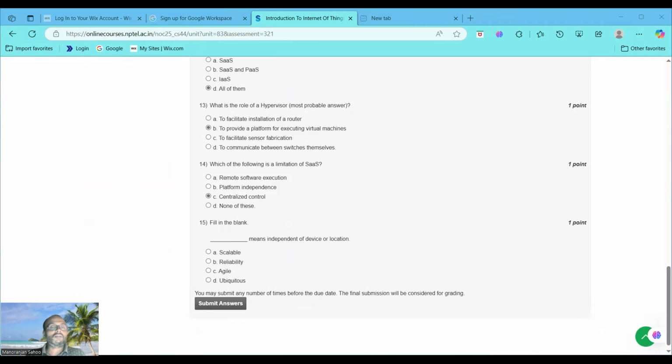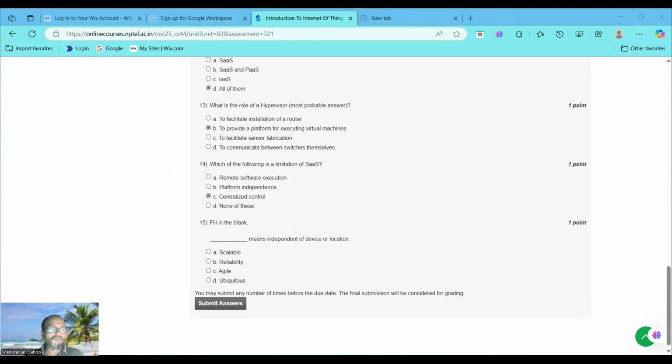14 option C. Software as a service limitations include centralized control, where the provider manages updates and configurations, potentially limiting user customization. A is incorrect because remote execution is a benefit. B is incorrect because platform independence is an advantage. Option D is incorrect because centralized control is a limitation. Okay. So option C is the most appropriate answer.